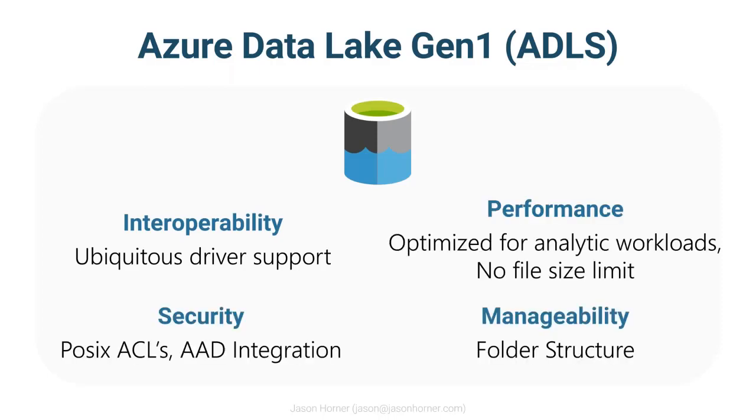One of the things Blob storage didn't give you was the ability to have POSIX ACLs and Azure Active Directory integration. You could use shared access signatures, but that was it, so you didn't have that level of security control. There was a little bit more interoperability here. It was optimized for analytic workloads with no file size limit, whereas Azure Blob Storage, I believe, had a limit just under a terabyte, I think? It might be a bit more these days. And then you have a folder structure, which is really the other key difference: you can copy things around without doing copy-and-then-delete patterns.